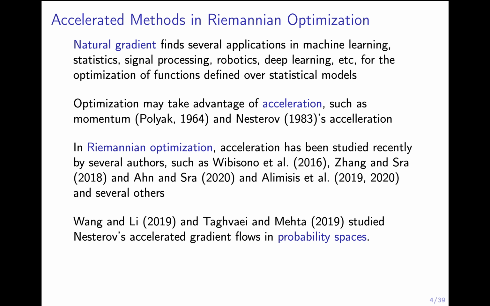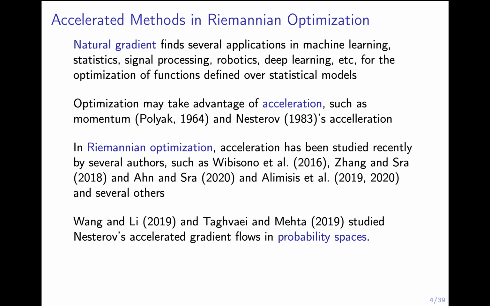a statistical model. We know from the literature that gradient descent can take advantage of acceleration, for example, momentum or Nesterov acceleration. And recently there's been a lot of work in the direction of defining a proper acceleration method in the presence of a Riemannian manifold, in which we have a specific metric and a specific connection defined over our manifold. So here there are some references.